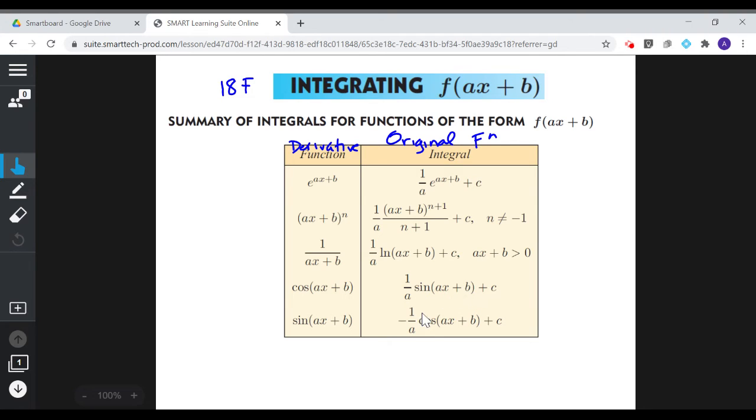And likewise, if I want to end up with sine of ax plus b, I'd have to start with a negative cosine function, because the derivative of a cosine function is negative sine. So this negative would cancel out the negative from taking the derivative of cosine, and the 1 over a would cancel out the a I would get when I take the derivative of the inside. And again, notice all of them have this plus c to represent the constant.